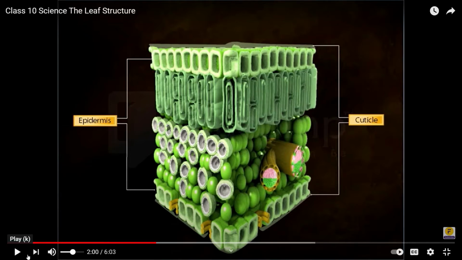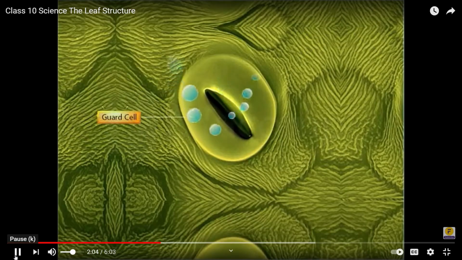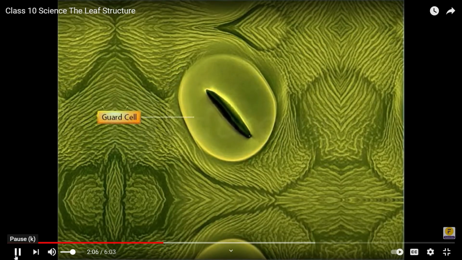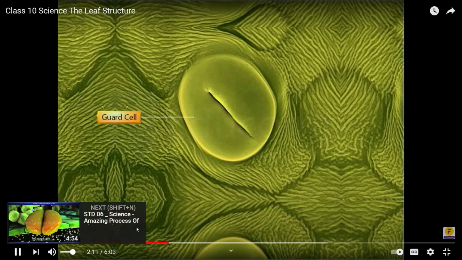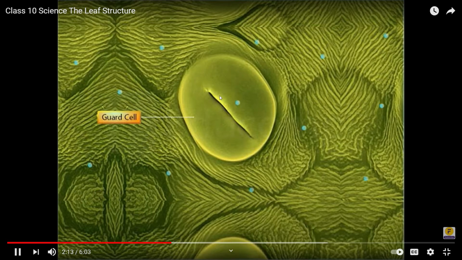Okay, a cuticle layer. The guard cells possess chloroplasts and control water loss. Their walls are thicker around the stoma, so this is a stoma. When a low water potential develops in the guard cells, water will enter into it by osmosis.